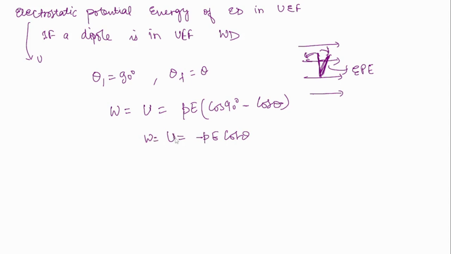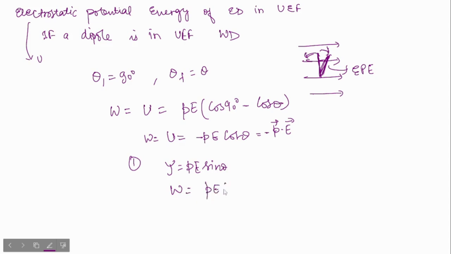Your electrostatic potential energy will be minus PE cos theta, and this can also be written as minus P dot E, as vectors. So we have got three results. The first one, in a dipole, tau equals PE sin theta. You need to note this. Second, W equals PE (cos theta 1 minus cos theta 2), and the third one, U equals minus PE cos theta. These three are quite important formulas.